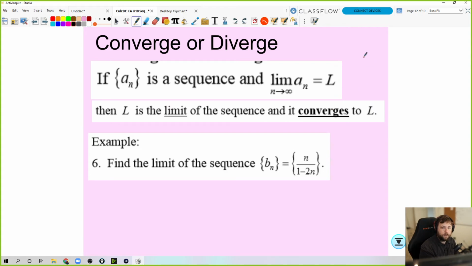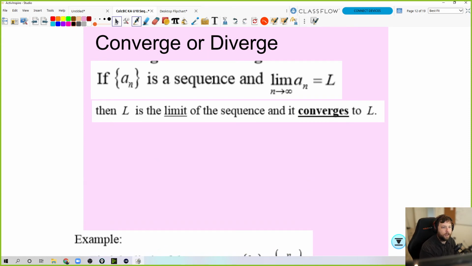If it goes to infinity or negative infinity, it keeps getting bigger and bigger forever, then it diverges, or it gets smaller and smaller forever. So let's give you an example.